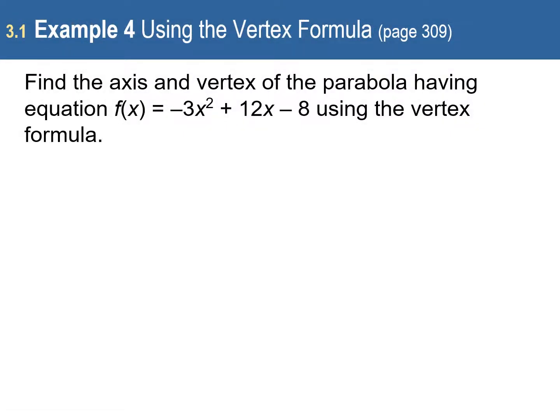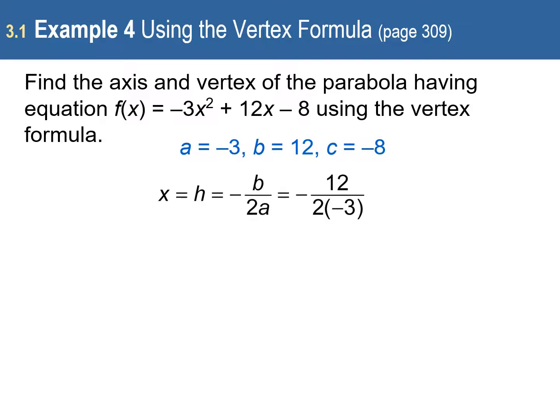So find the axis and vertex of the parabola having the equation f of x is minus 3x squared plus 12x minus 8 using the vertex formula. Well, a is negative 3, b is 12, c is negative 8. So the h value is minus b over 2a. So it's minus 12 divided by 2 times negative 3. So the vertex x is equal to 2.